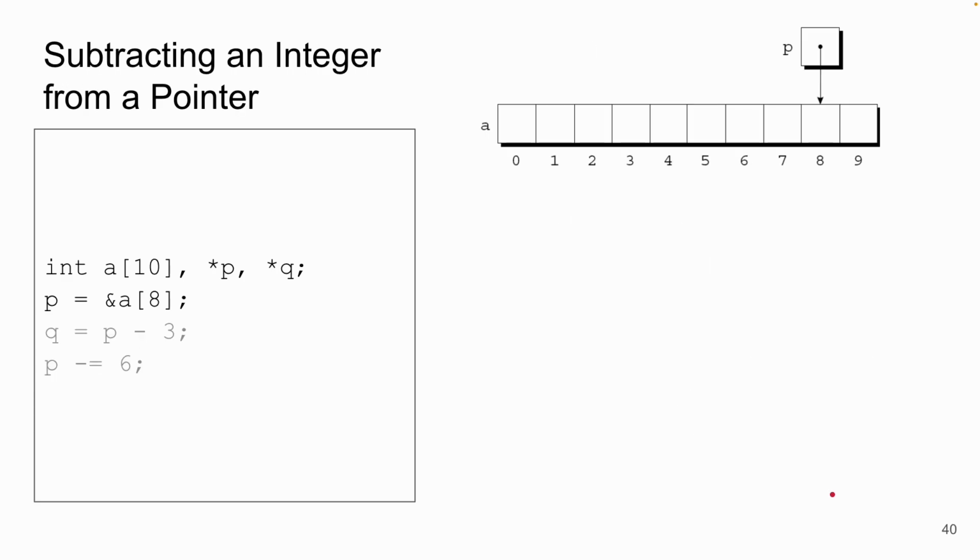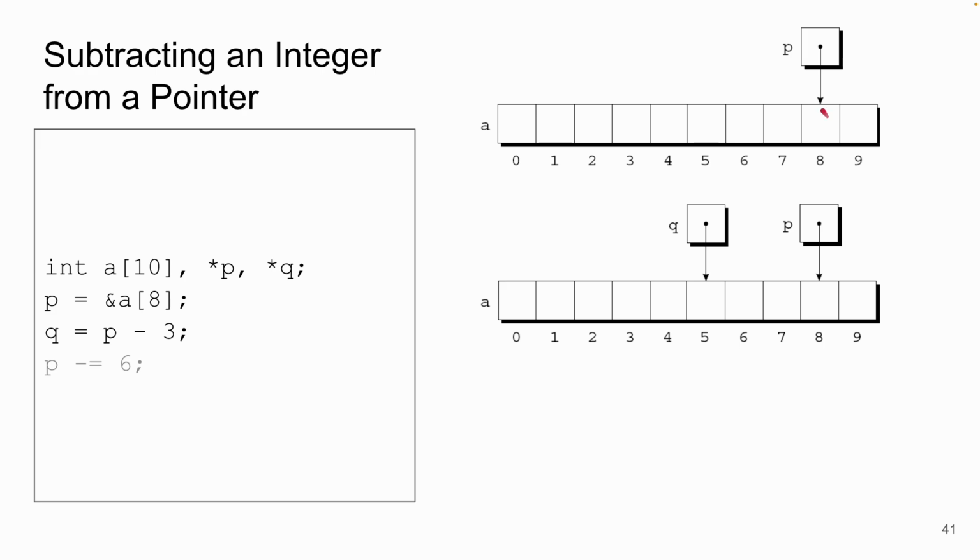So this is the same for the subtraction. If we subtract an integer from the pointer, we also make the pointer point to a different element in the same array. For example, now P points to the 8th element, right? And if we subtract 3 from 8, it will be 5. And we just assign this location to Q. So that is why Q right now points to A5.